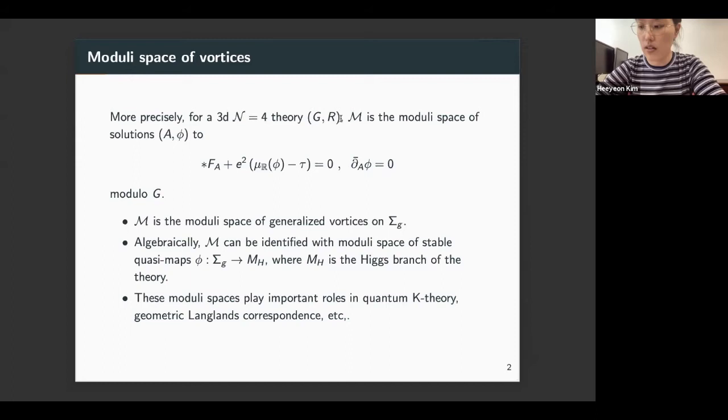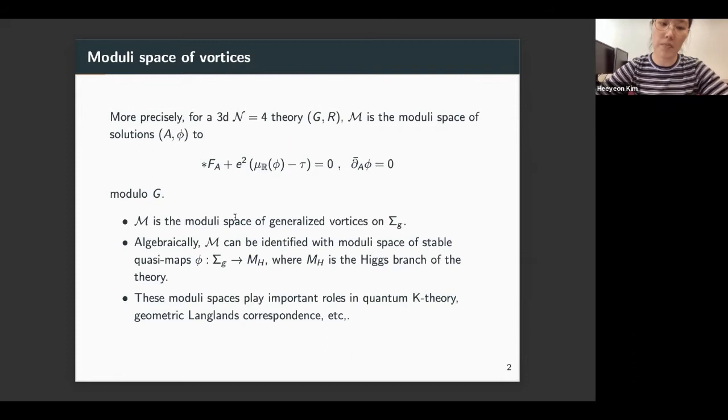And as I mentioned, this M is a moduli space of what we call generalized vortices on the Riemann surface. And also, as I will explain later, this moduli space can be described algebraically as the moduli space of stable quasi-maps to the Higgs branch, M_H, the Higgs branch of the 3D n equals 4 theories. And these moduli spaces play important roles in the study of, for example, the quantum K-theory, and also it has some potential applications to the geometric Langlands correspondence.